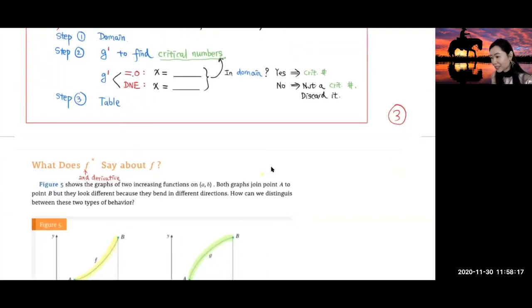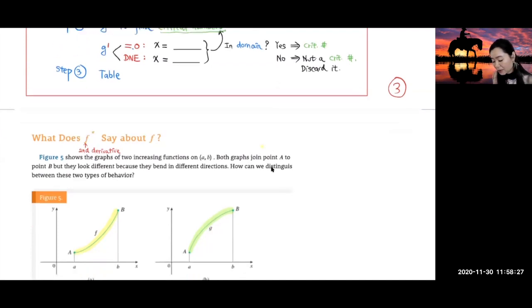Now that's the first derivative. First derivative tells you increasing, decreasing, right? What about the second derivative? What does the second derivative tell you about the function itself?